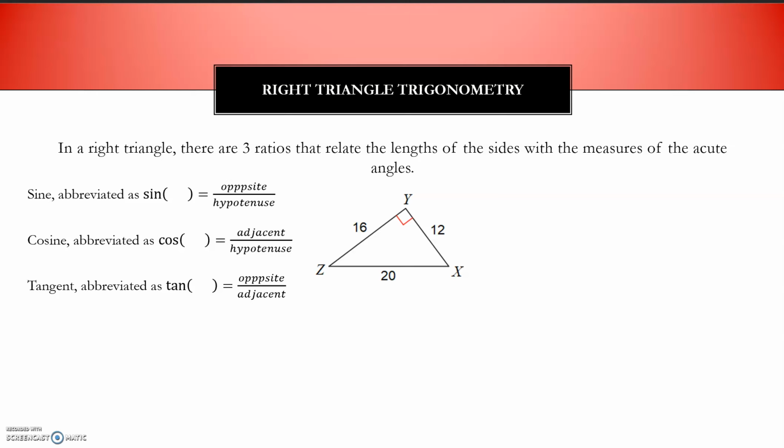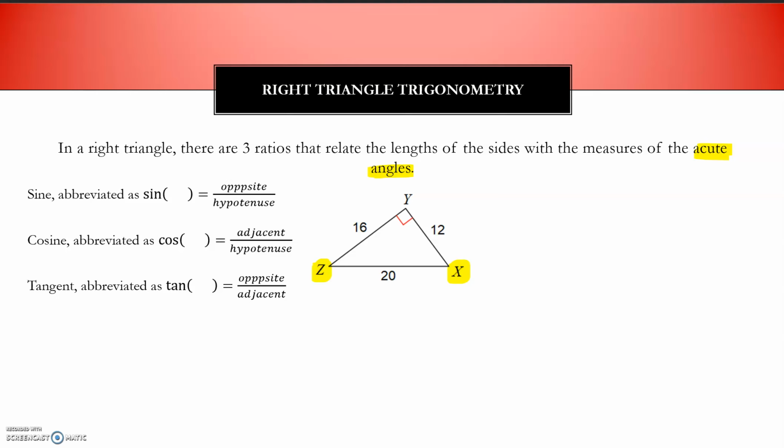Okay, so there's two things that I want to kind of highlight here. The first I'm literally going to highlight is acute angles, okay? So in this triangle, I can use trigonometry and apply it to angles x and z, but I cannot apply it to angle y. These rules do not work on the right angle, okay? You will use the hypotenuse, but you will never use the right angle.